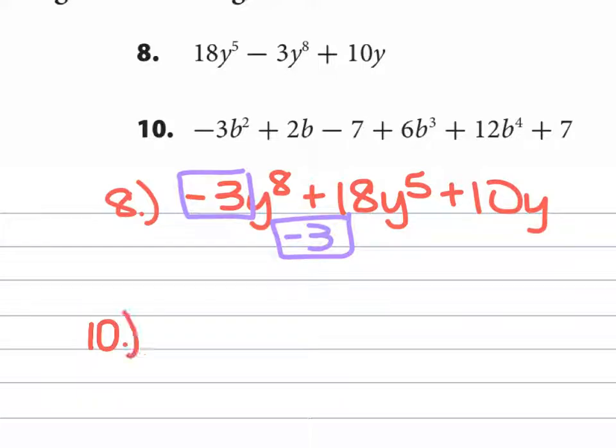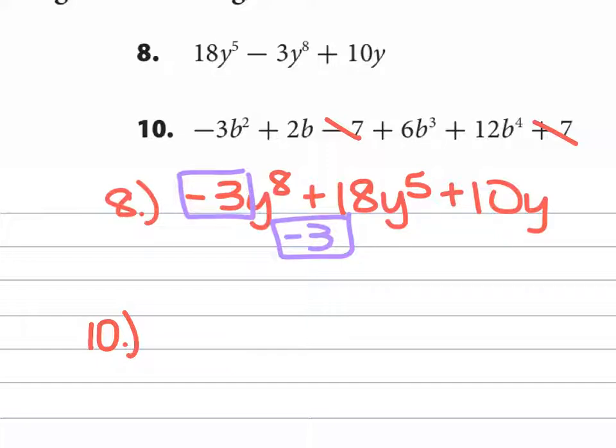And then for 10, we have negative 3b squared plus 2b minus 7 plus 6b cubed plus 12b to the 4th plus 7. So this negative 7 and this positive 7 are going to combine to cancel out. And other than that, we can't combine any other like terms. So we're just going to put this into standard form.